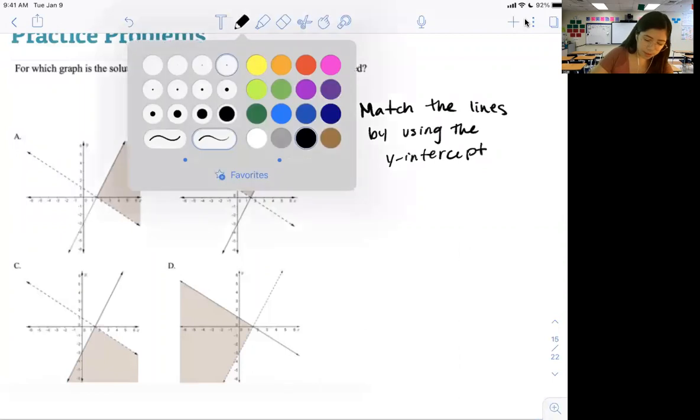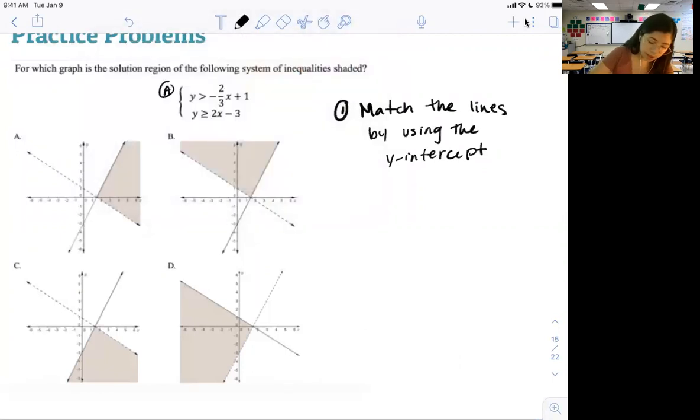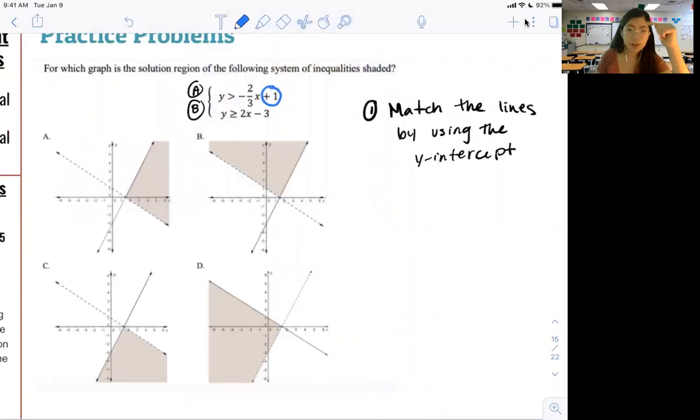So what does that mean? In inequality A, what is the y-intercept for inequality A? 1. Dash line. It's 1, and it is the dashed line in 3 of the 4 answers, but I'm not going to match it to the line because some of them are going to be right and some of them are going to be wrong. But more importantly, I just look at that 1.